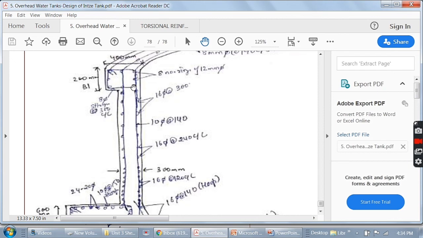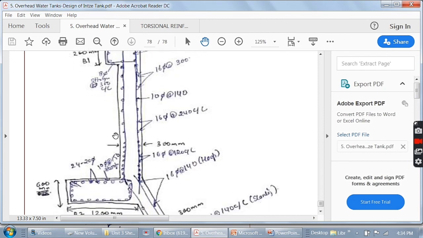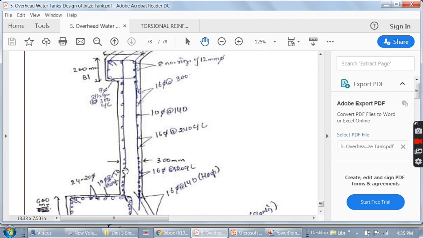Okay, now again then we have the cylindrical walls. The main reinforcement is the hoop reinforcement, which is provided with lesser spacing at the bottom and increasing spacing towards top. So in this region we had 16 bars of 120 mm center to center hoops. Here in the above middle portion we had 16 diameter bar at 240, and in the upper portion we had 16 diameter bar at 300.